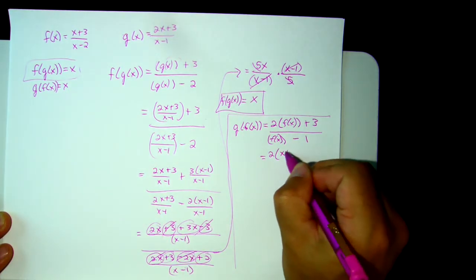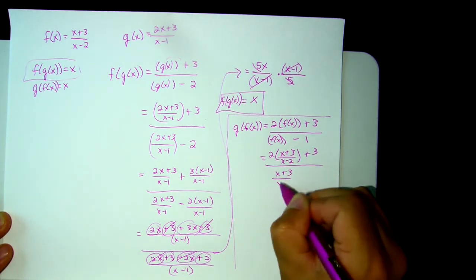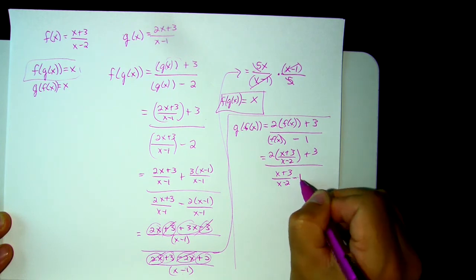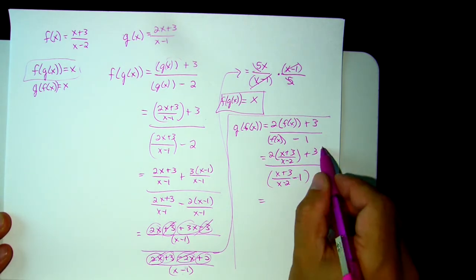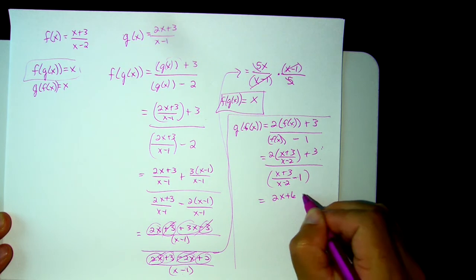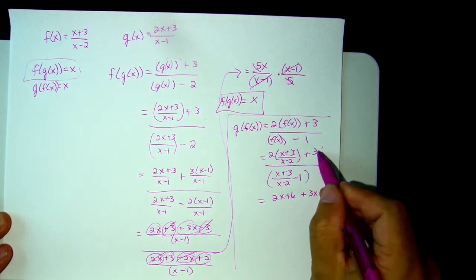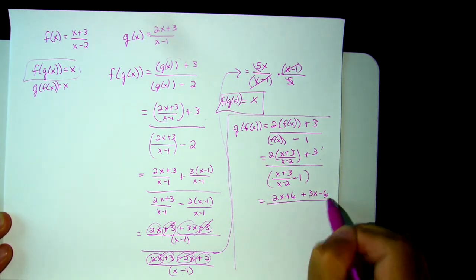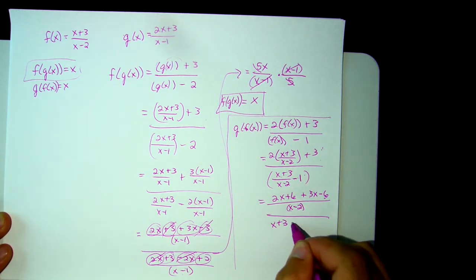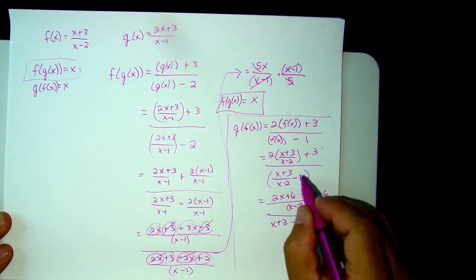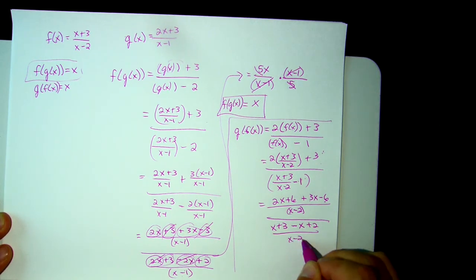So this is 2 times x plus 3 over x minus 2, plus 3, divided by x plus 3 over x minus 2, minus 1. I'm going to distribute the 2 through, and I'm going to multiply by my common denominator. So this is actually 2x plus 6 plus 3x minus 6. 3 times x is 3x. 3 times negative 2 is negative 6. All that over my common denominator. Do the same thing on the bottom. Minus 1 times x is minus x. Negative 1 times negative 2 is plus 2, divided by my common denominator.